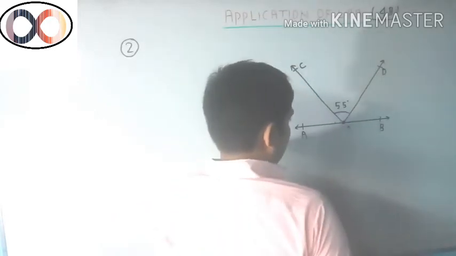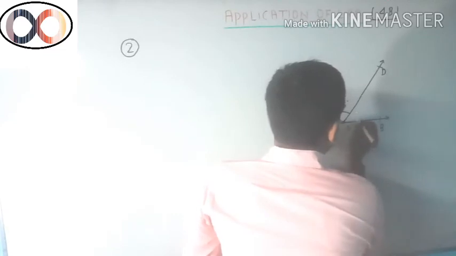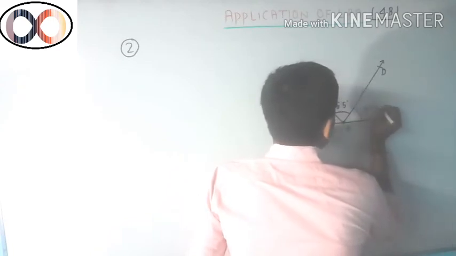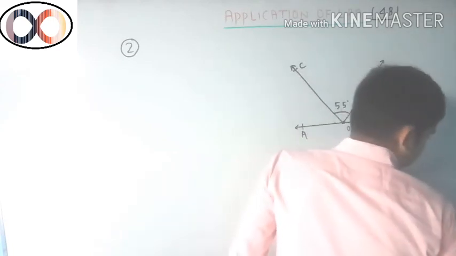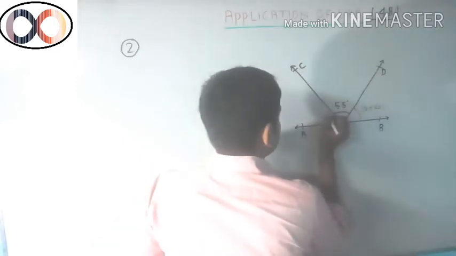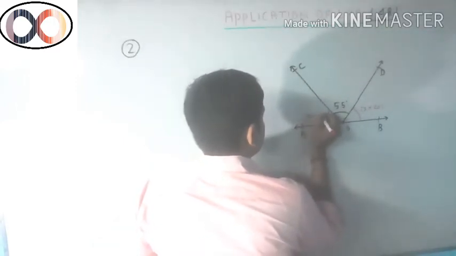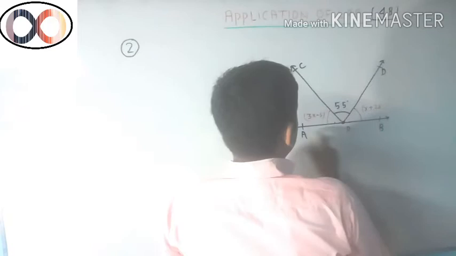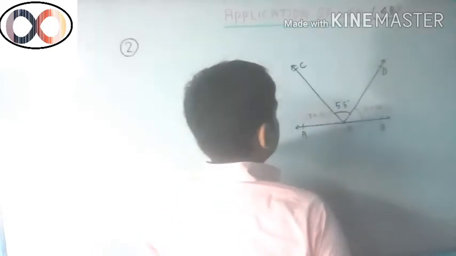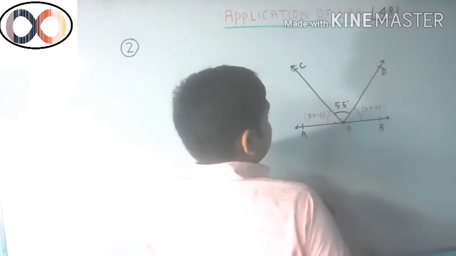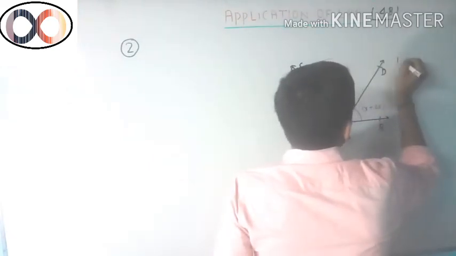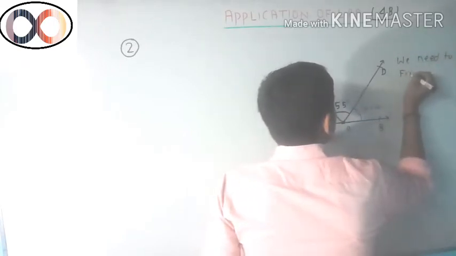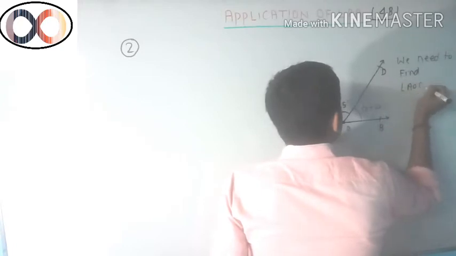You can see this is O, and here this angle is x plus 20 degrees, and this angle is 3x minus 5 degrees. So we need to find angle AOC and angle BOD.